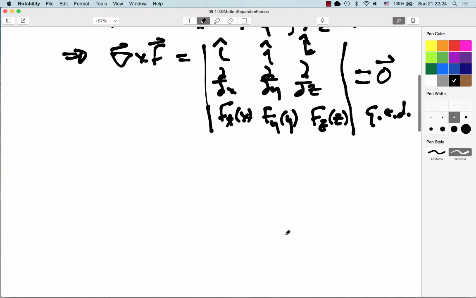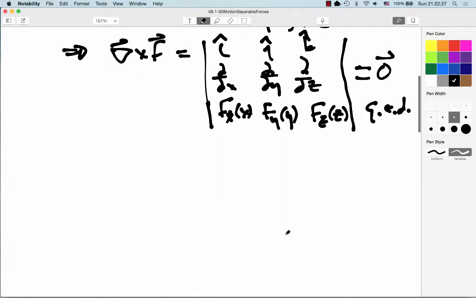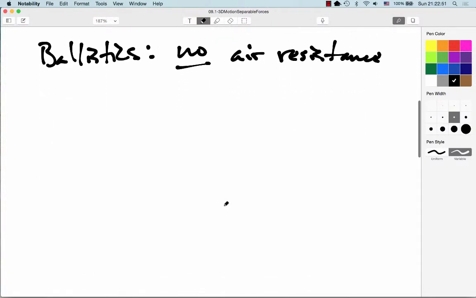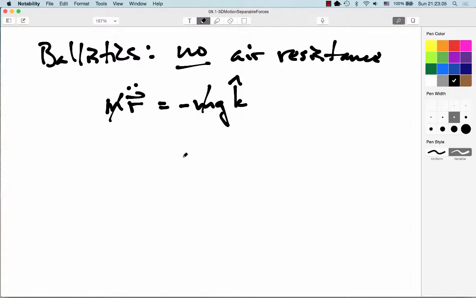All right, so whenever we look at some new framework, I always like to start with a nice, comfy, familiar problem. So let's go and do some ballistics. And we'll start with no air resistance. In the case of no air resistance, we can write Newton's second law of motion as m r double dot equals minus mg k hat. And for what it's worth, the m's cancel.